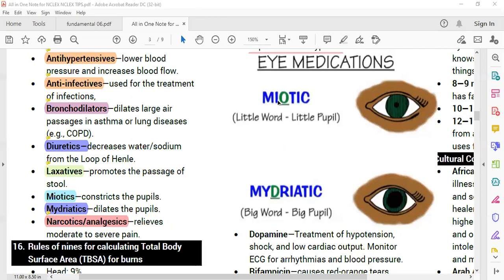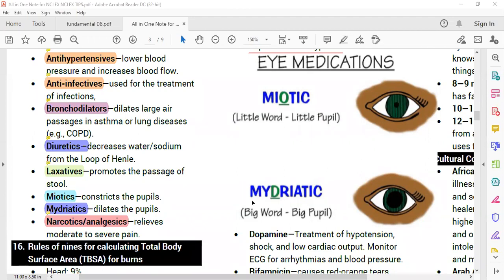Miotics is seen in this picture. They constrict the pupil. This is the small pupil here, not the bigger one, small in the center. The pupil is constricted. Miotics. Little word, little pupil.